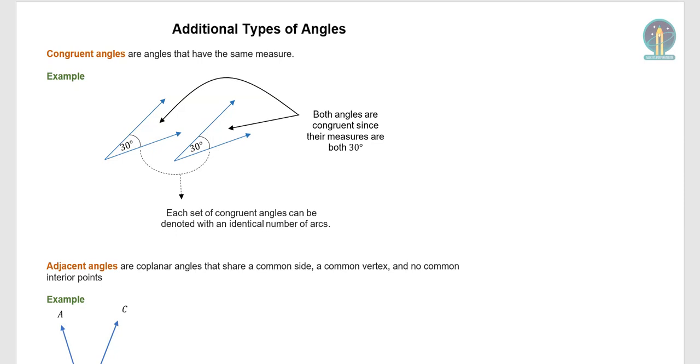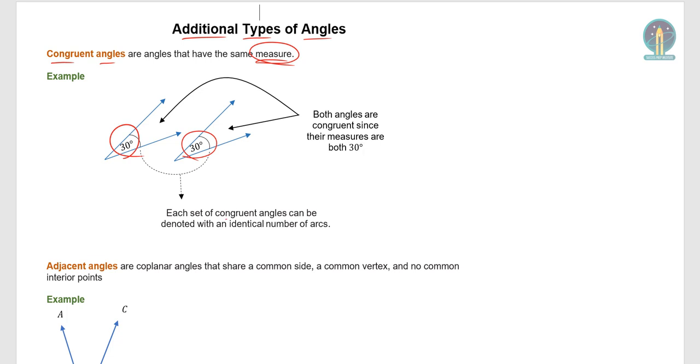In this concept, we're going to talk about some additional types of angles. Congruent angles are angles that have the same measure. We talked about the idea of congruence as it related to line segments, but the same idea can be applied to equal angles. So if two angles have the same measure, they are congruent. These two angles, for example, are both 30 degrees, so they're both congruent, since their measures are both 30 degrees.